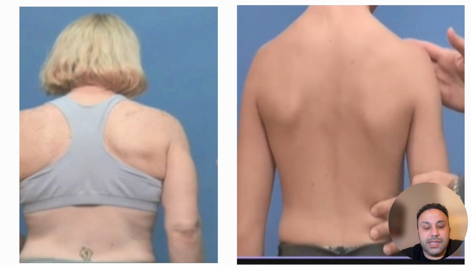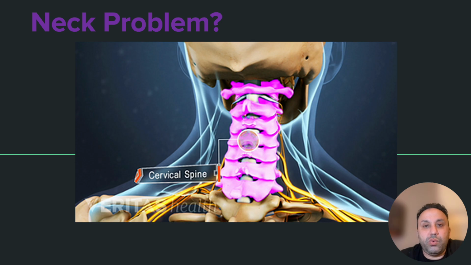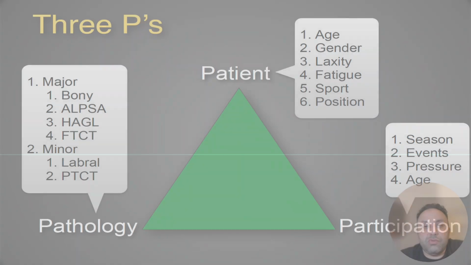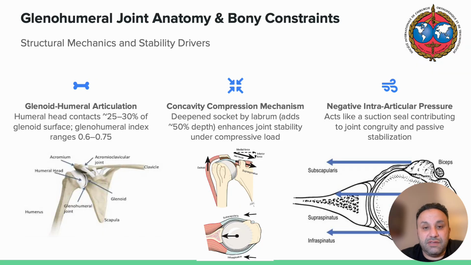And as I mentioned earlier, always examine the neck. So, for me, there are 3 P's when I see a patient with a shoulder problem: the pathology, the patient, and the participation and their activities.